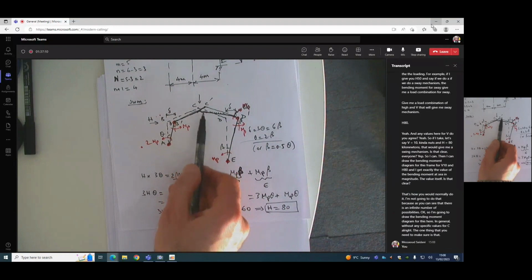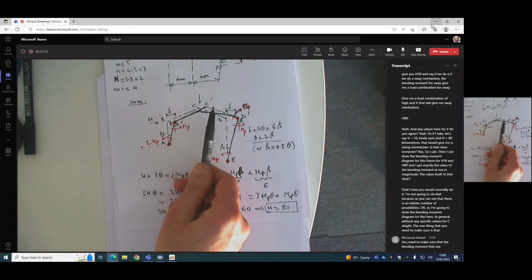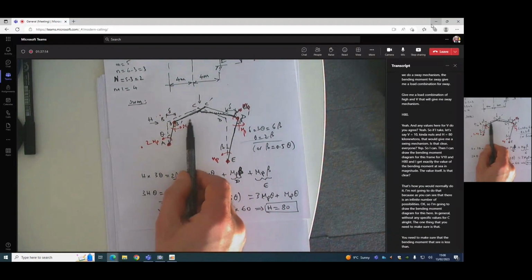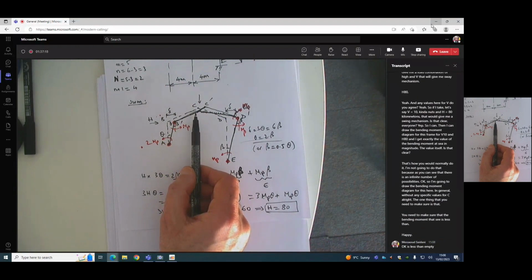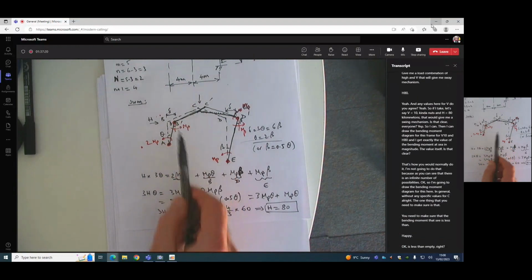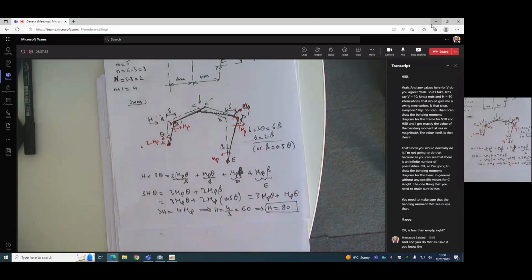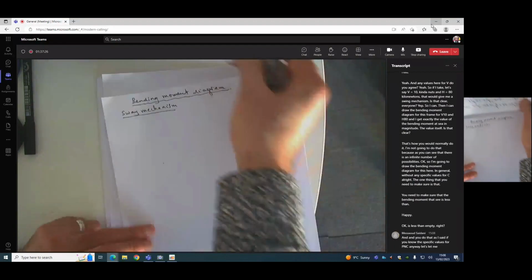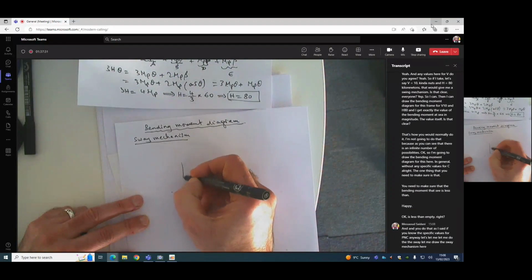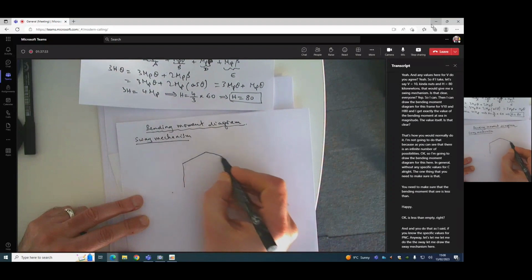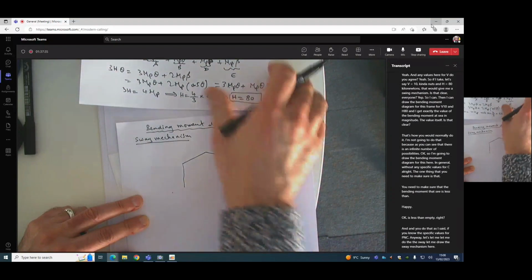The one thing that you need to make sure is that the bending moment at C is less than MP. Okay, is less than MP, right? And you do that, as I said, if you know the specific values for V and H. Anyway, let me do the sway. Let me draw the sway mechanism here. So this is the frame.